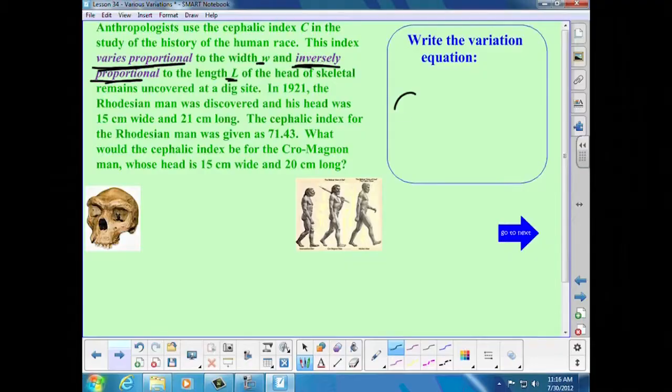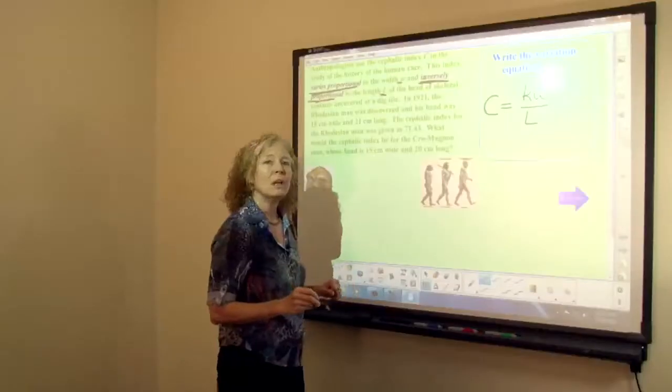The cephalic index C is going to vary proportionally or directly with the width. So it's K times the width. That's the direct variation from lesson 33. And inversely as the length.